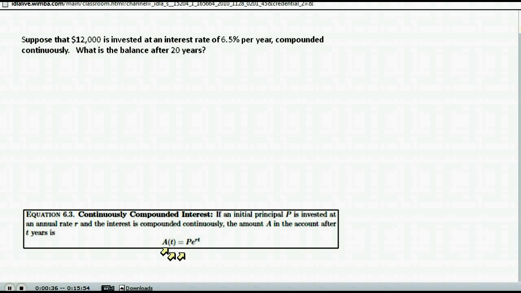Again, A of T is the amount in the account after a certain amount of time, T. P is the original amount that you placed into the account. E is, again, just a number, which you can find on your calculator. R is the rate, which we write as a decimal, changing the percent to a decimal. And T is the amount of time. All right, so let's give this a go.